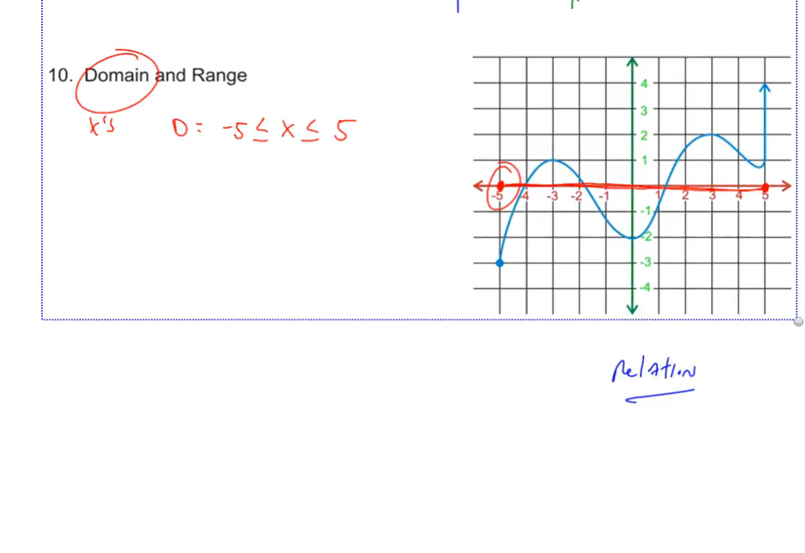Start on the low end. Always do less than or equal to. The dot is less than or equal to. Circle would have been less than. Go to the highest value, right? Less than or equal to x, less than or equal to, and then the 5.